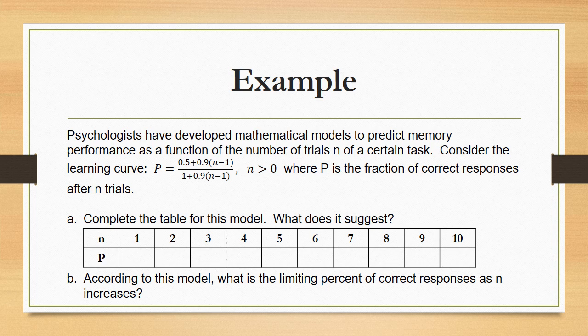So you can't have a negative number of trials, and really even 0 trials doesn't make any sense, because if you're not going to try it, you're not going to learn to do it. So n has to be greater than 0, and P is going to be the fraction of correct responses. So go ahead and answer A and B. Pause the recording to do that and resume to check your answer.